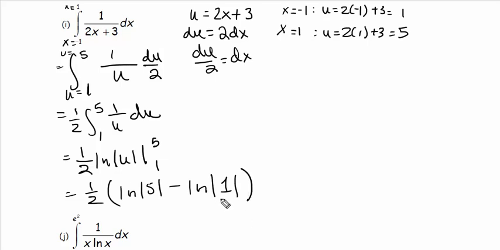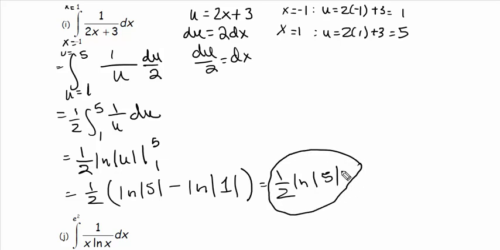But natural log of the absolute value of 1 is 0, so this is 1/2 natural log of the absolute value of 5. And if you don't put the absolute value of 5 and just put ln of 5, that's fine, because 5 is a positive number already. So there we go. That one wasn't too bad, but you needed to remember the antiderivative of 1 over u.